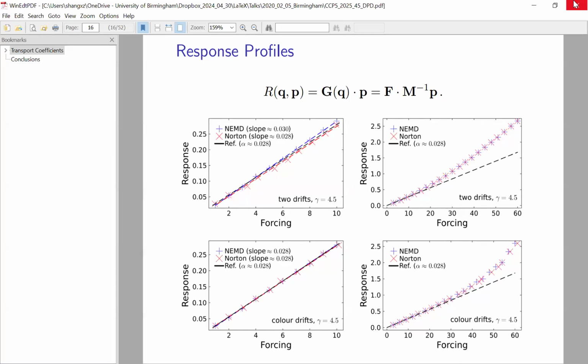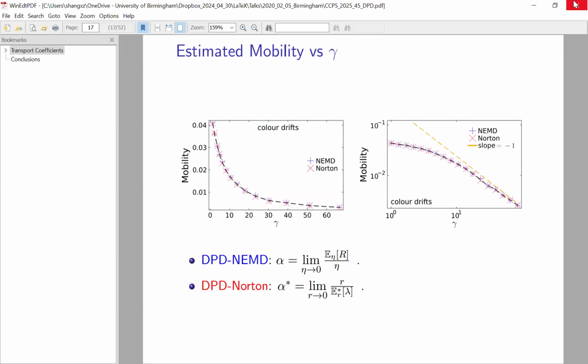And in the bottom row, those are the results when we apply this color drift, where all the particles have some additional forces. And again, the results are very similar to the two drifts case. Particularly, the results are very similar between Norton and NEMD, even in the nonlinear regime, which is again a demonstration that we can use Norton to estimate the transport coefficients in DBD here. And we also tested how this mobility estimation will change when we change the value of the friction coefficient, because the friction coefficient is typically determining the dynamical property of the system.